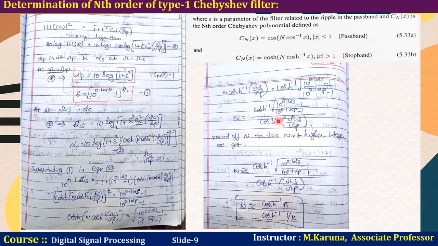If you get a floating value, then we have to round it off to the next higher integer. That's what we can write as n greater than or equal to this formula. So from this equation we can assign the values to the parameters a and k. So from this we can write n greater than or equal to cosh inverse a by cosh inverse 1 by k.